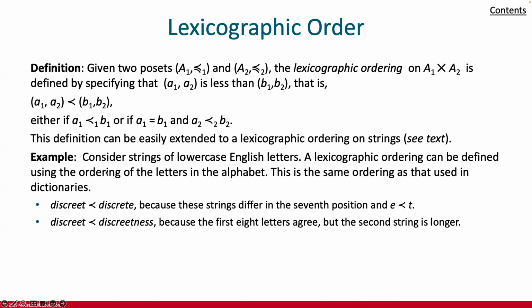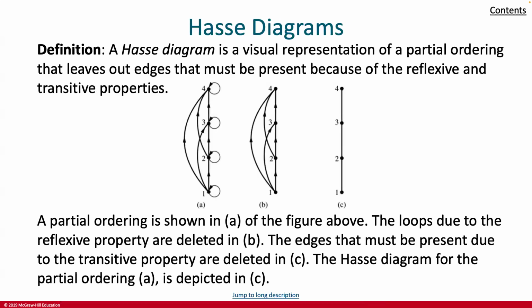For an example, consider strings of lowercase English letters. A lexicographic ordering can be defined using the order of letters in the alphabet. This is the same ordering as that used in dictionaries. Lexicographic order is definitely something that we're going to be using when we get into sorting problems, when we're thinking about this from a computer science point of view.